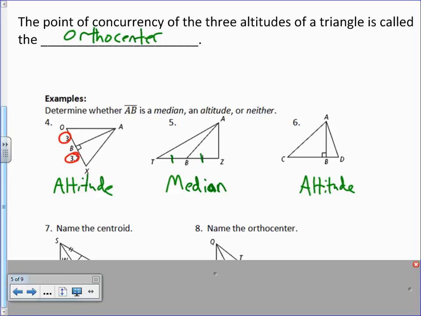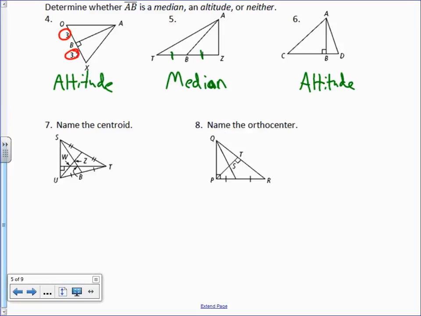The other two examples here, I've got name the centroid and name the orthocenter. So we're finding the centroid, we're finding the orthocenter. There's lots of lines going on in these things. They're not all medians or all altitudes. You have to determine, number 7, what is the centroid. So remember, the centroid is where the medians intersect. So if there's an altitude, we just ignore that.